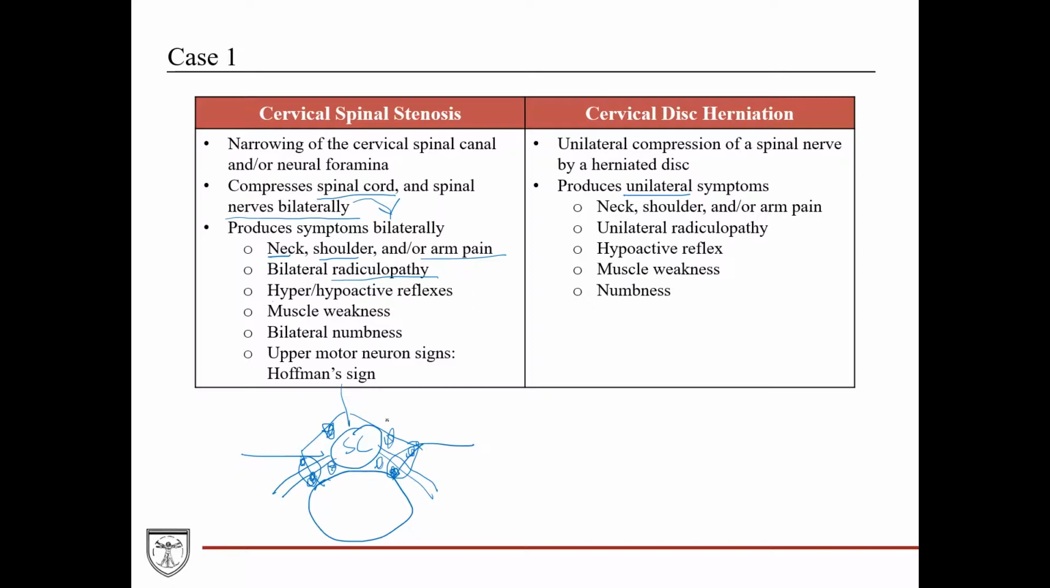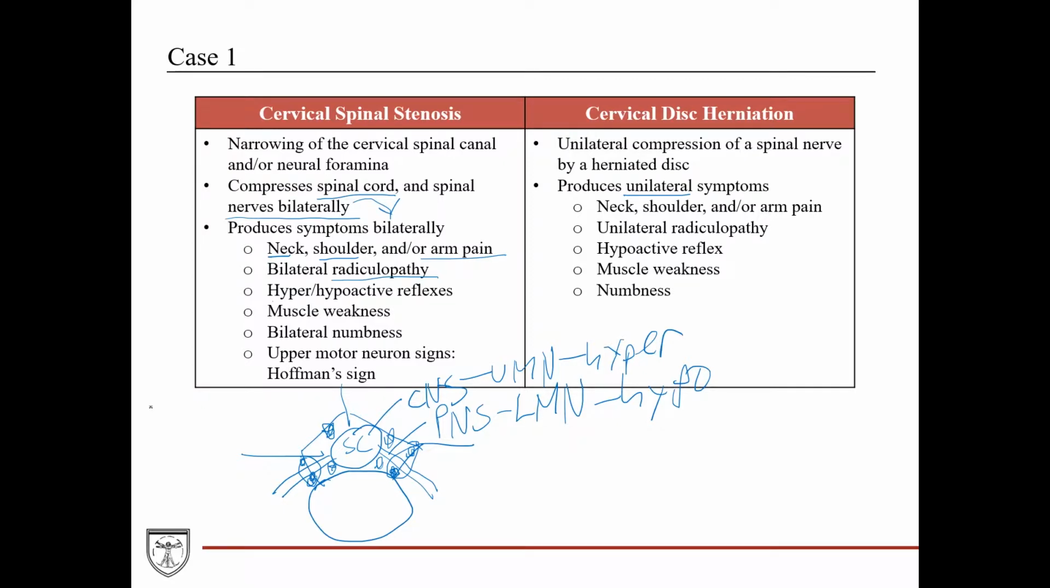So let's talk about why you could have either one of these. A spinal cord is a central nervous system structure, right? And then the spinal nerves are a peripheral nervous system structure. Now with central nervous, you're going to have what's called upper motor neuron signs. And then peripheral nervous system, you're going to have what's called lower motor neuron signs. Upper motor neuron sign would be hyperreflexia. Lower motor neuron sign is hyporeflexia. So you can see why you could have either one. If you just have spinal cord compression, you're going to have hyper.